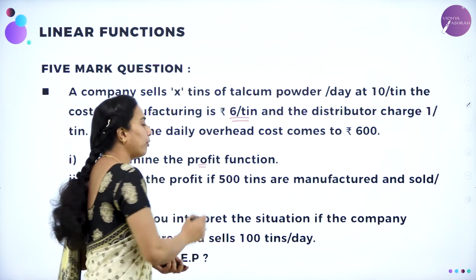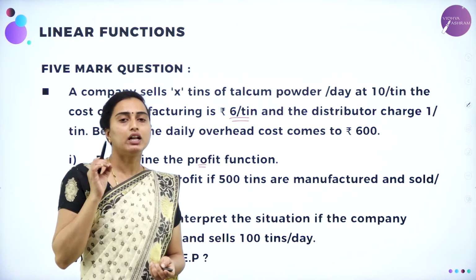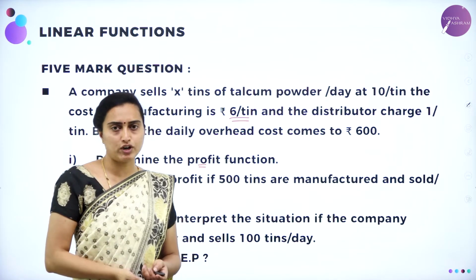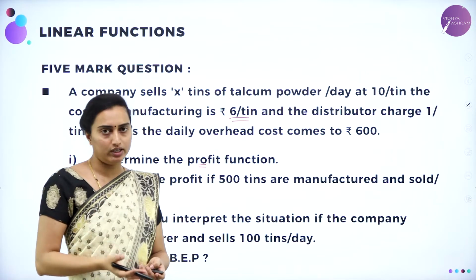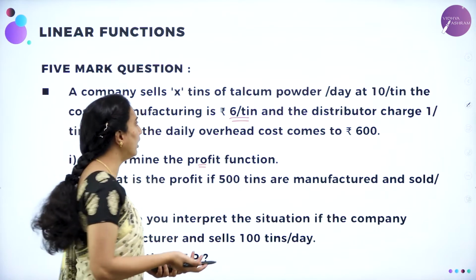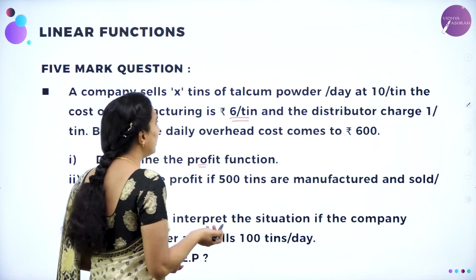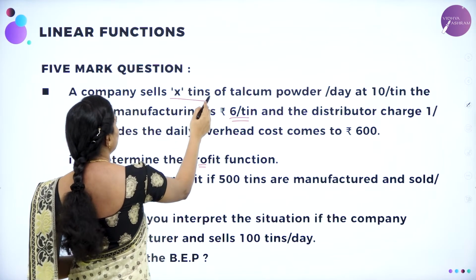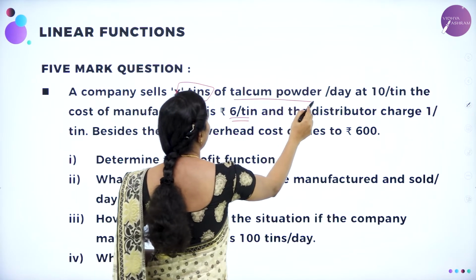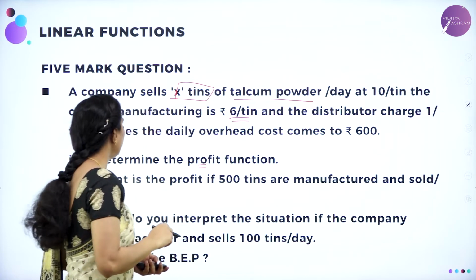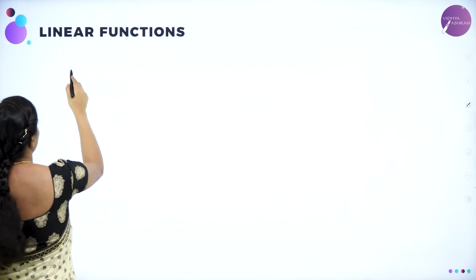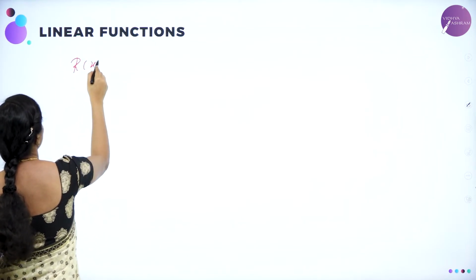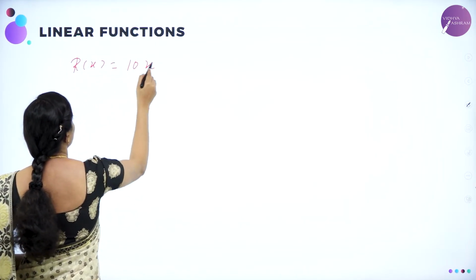Now to calculate the profit function, you require the revenue function and then the cost function. So what is the revenue function? How many units are sold? Isn't it manufactured and sold here? Per tin. So here I am taking X to be the tins of talcum powder per day at rupees 10 per tin. So therefore the revenue function will become what? R of X will be equal to 10x, isn't it?